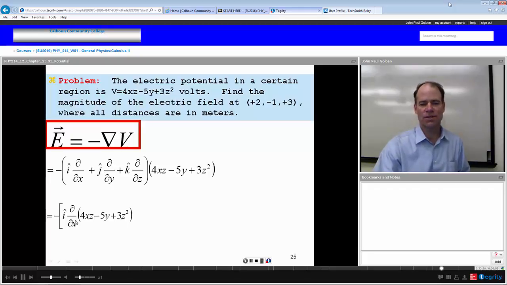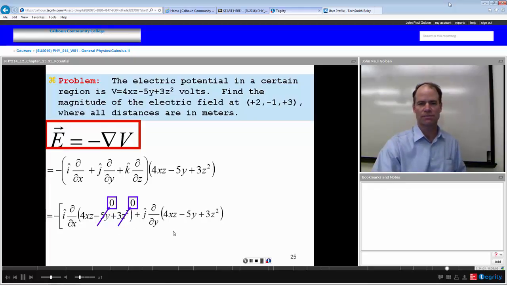Now if I do this, partial derivative of x of this function, that's something pretty simple that you know. It's always easier to take derivatives than it is to integrate. If I take the derivative, the partial derivatives are even better because you treat everything else as being constant. So we treat the 5y as being constant and the 3z squared as being constant. So the derivative of those will be 0. And then the derivative of the 4xz will just leave me with the 4z.